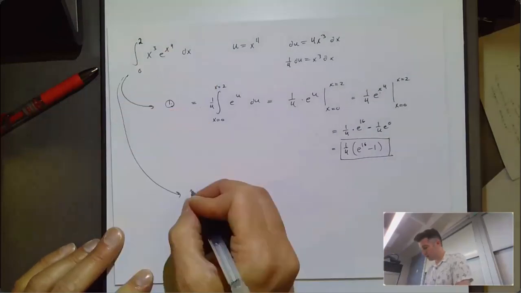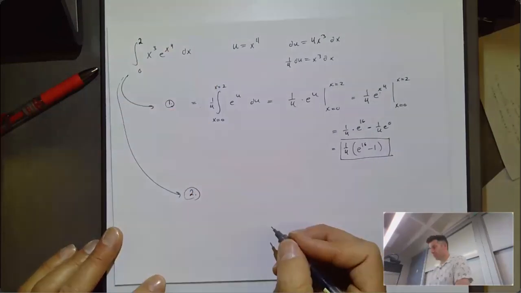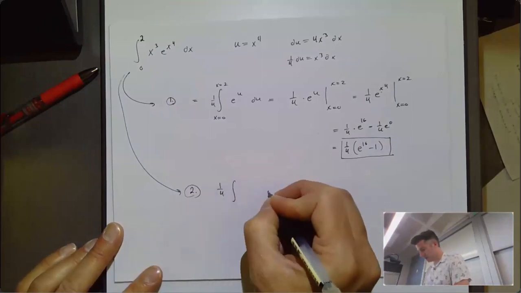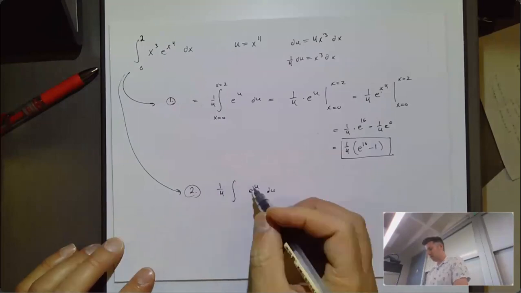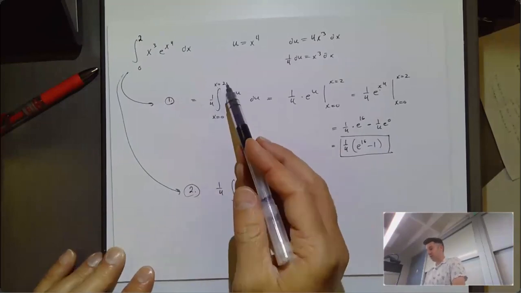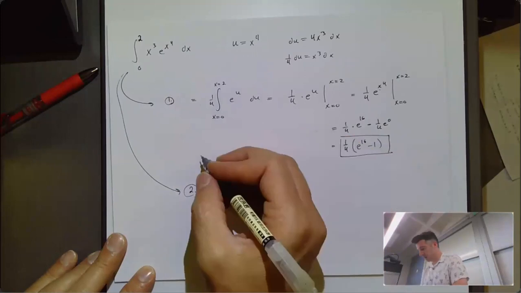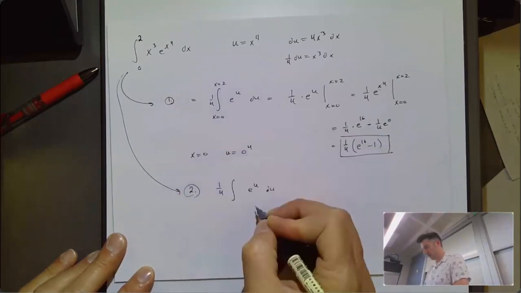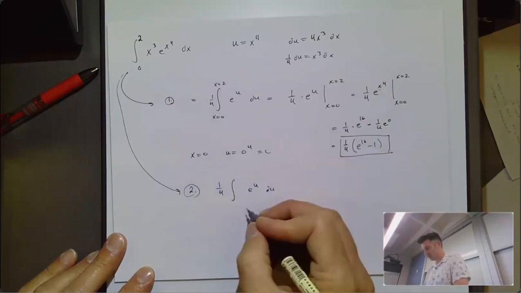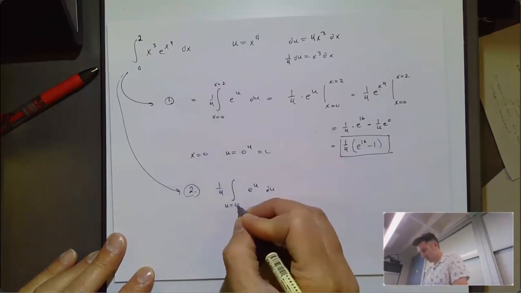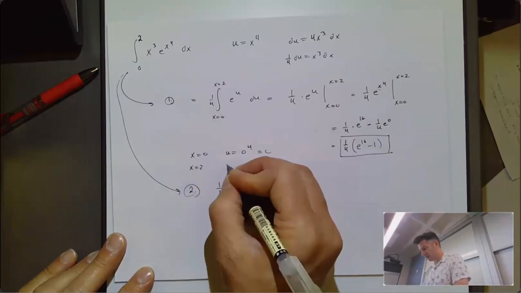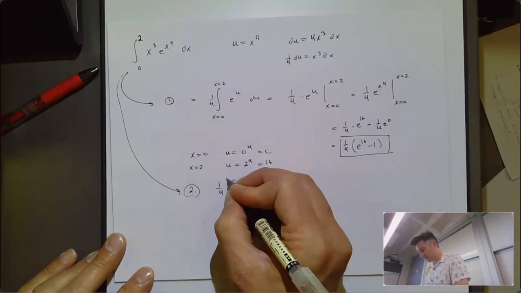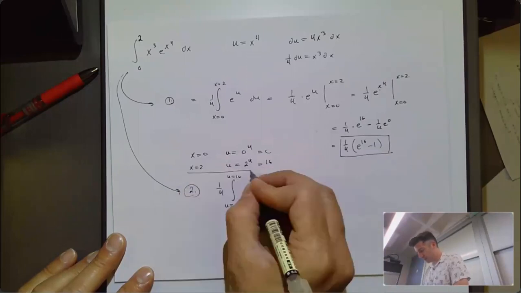Or change the limits of integration. I'm going to write this as 1/4 times the integral of e to the u. But instead of writing x equals 0 to x equals 2, let's actually change limits of integration. So we know that if x equals 0, u is going to equal 0 to the 4th, which is 0. And if x equals 2, u is going to equal x to the 4th, which is 2 to the 4th, which is 16. So those are my new limits of integration.